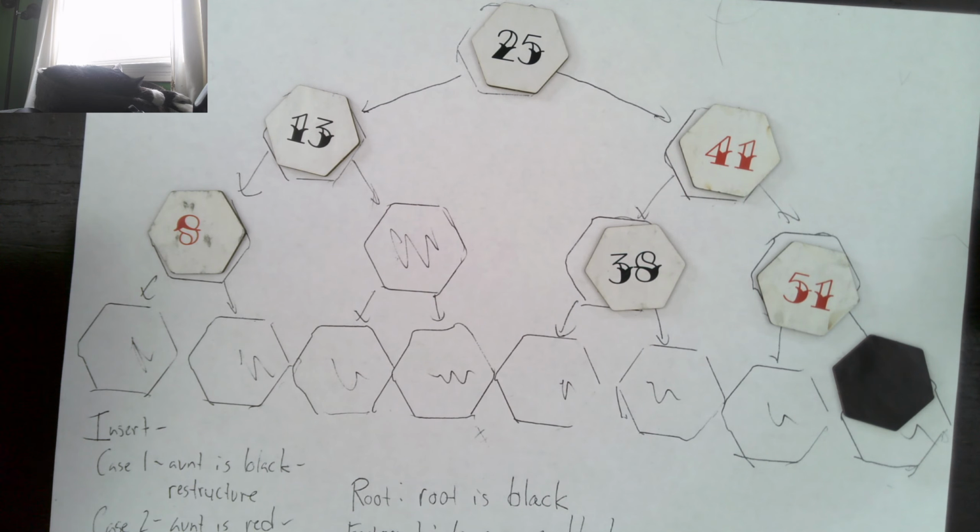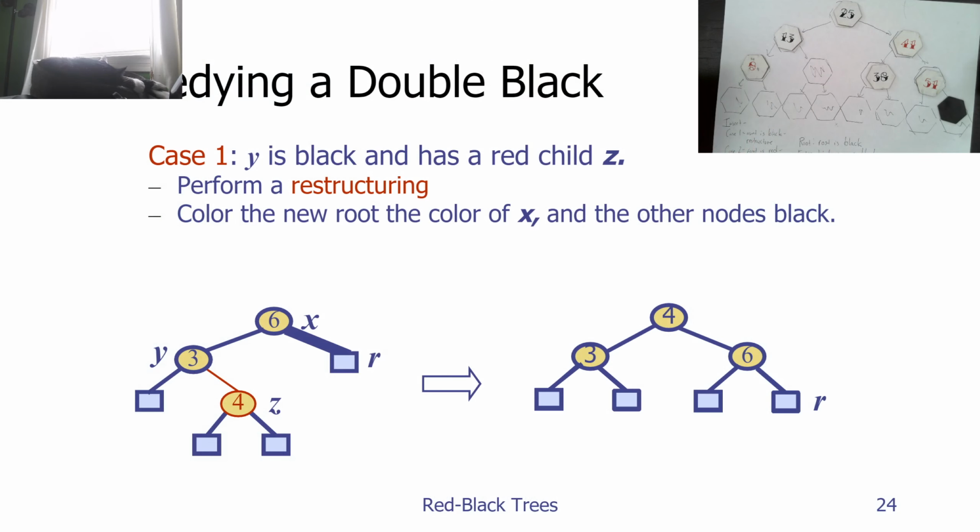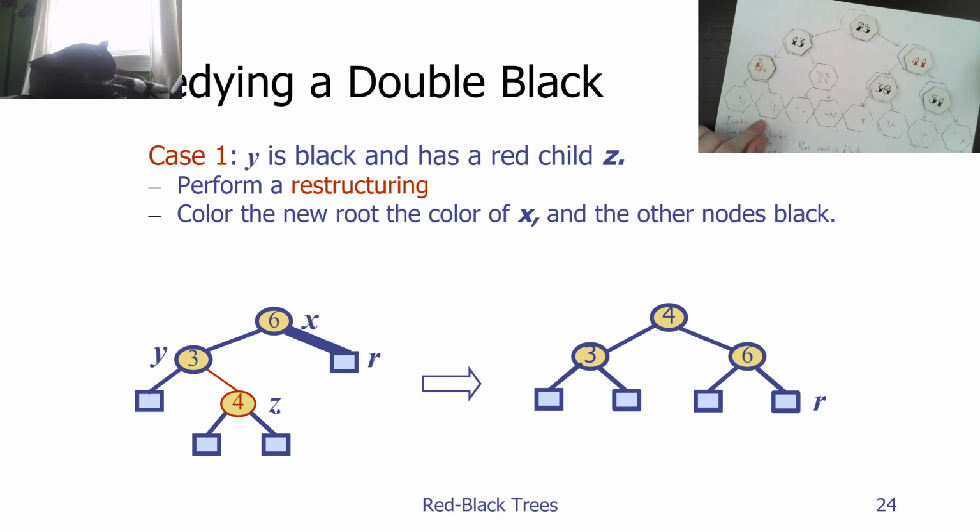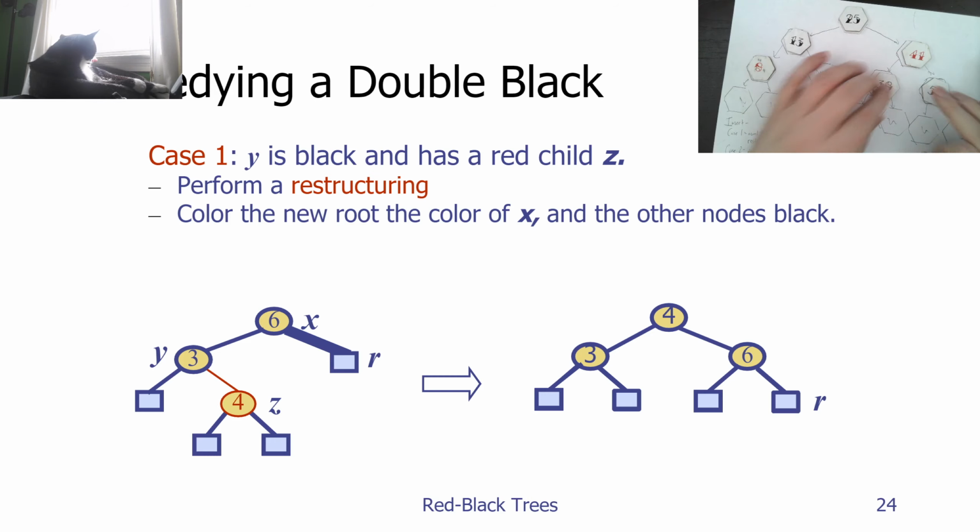Okay, so let's go back to the slide. So we performed the restructuring. Color the new root the color of X, which was red. Right? I think so, yeah. And then color the other nodes black. Okay, and then we remove the double black, and we're done.